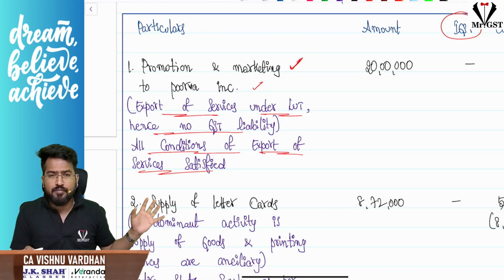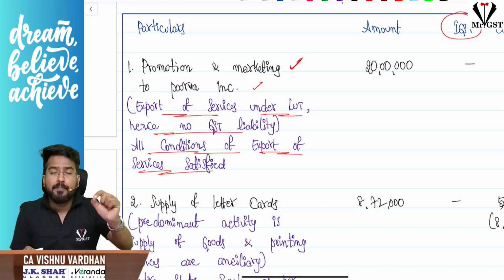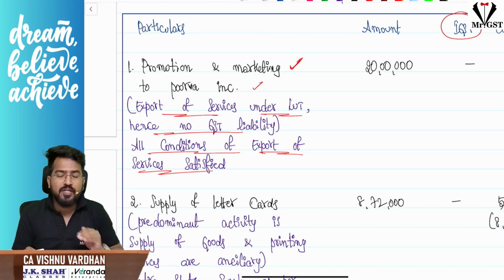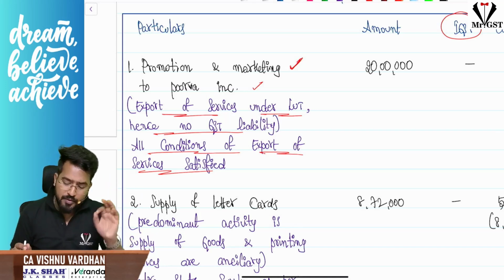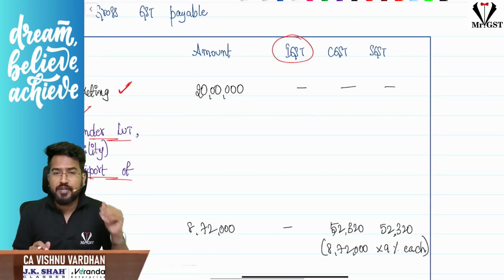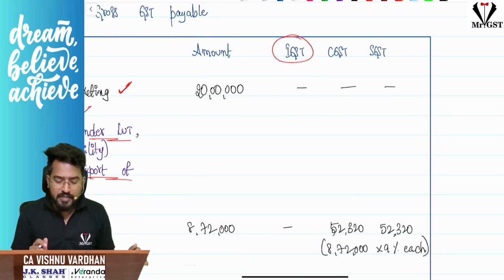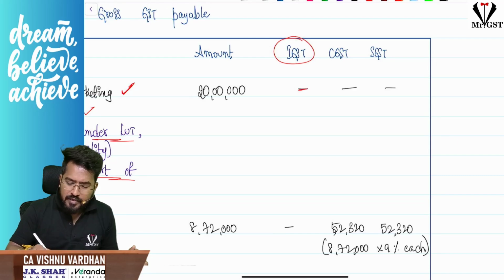Don't go on over-writing all these reasonings. Please finish the reasoning in the main answer itself, below the particulars. Simple. Under the particulars, one entry, and below that, whatever reasons you write. Here the amount column is 20 lakhs, export with LUT, so without payment of tax, I have entered nil, nil, nil.